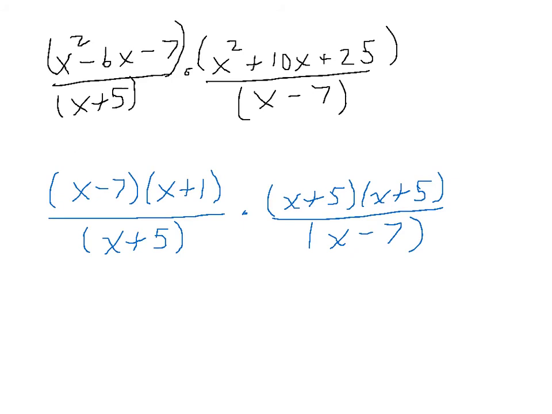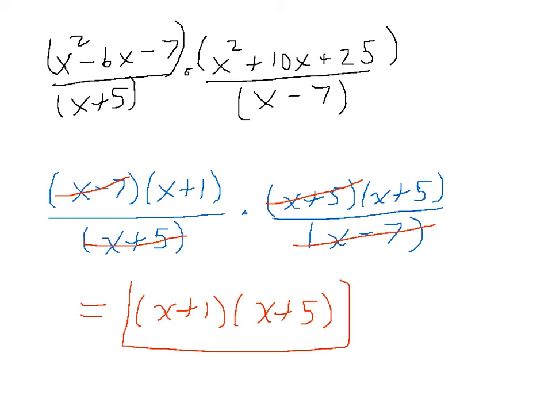Okay, I hope you got this. And so now what we look for are terms that we can simplify. And so we can cancel the x minus 7s. We could cancel an x plus 5 and an x plus 5. And so my final answer on this one is just x plus 1 times x plus 5. And it's absolutely fine to stop right there. There's no reason to multiply that out. Okay, let's try another one.